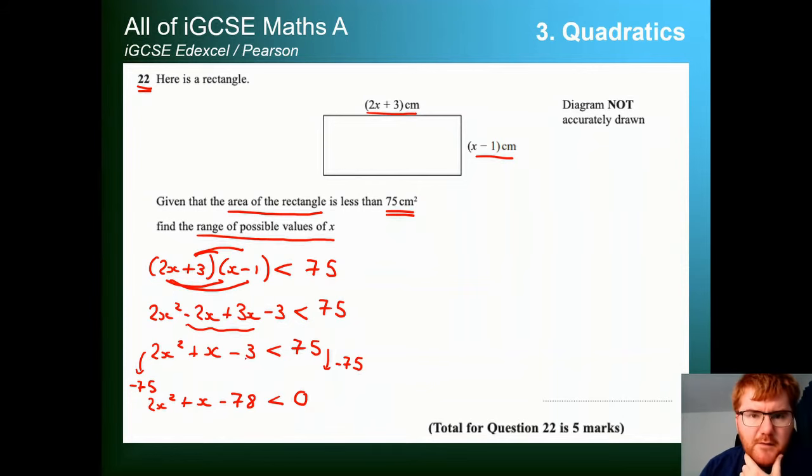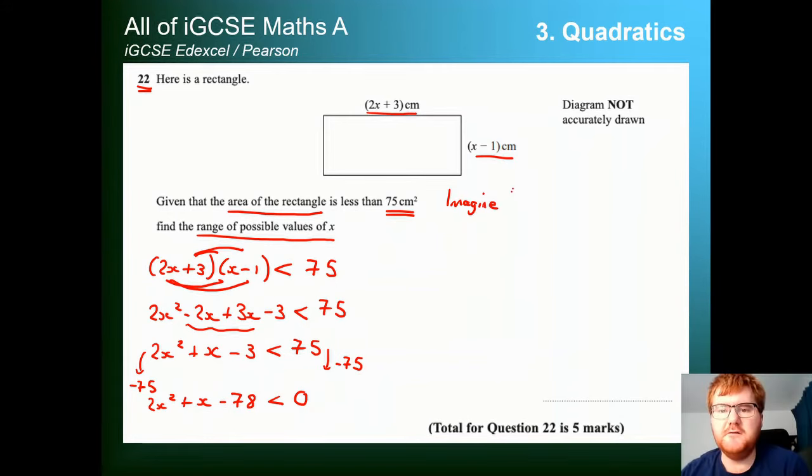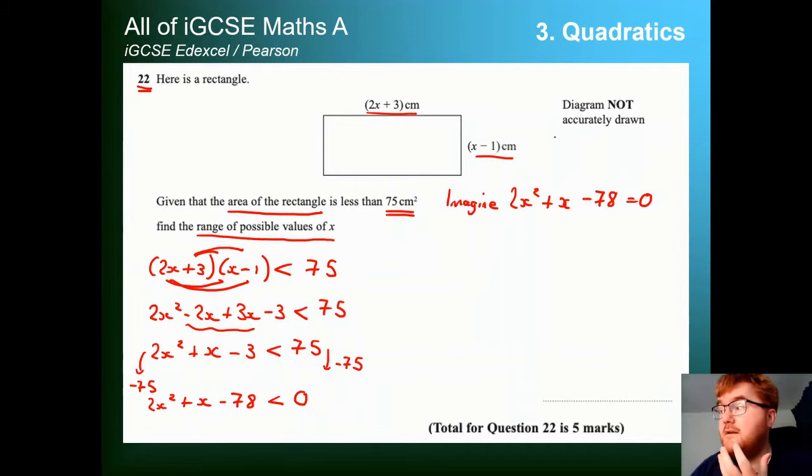Okay, so now we've got our equation here, so let's write it up here. Imagine this is a standard equation to solve. So you've got 2x squared plus x minus 78 is equal to 0. Again, the approach I would encourage you to try here is actually looking at putting this into brackets. So 2x and x, and then looking at the factors that multiply to give us 78.